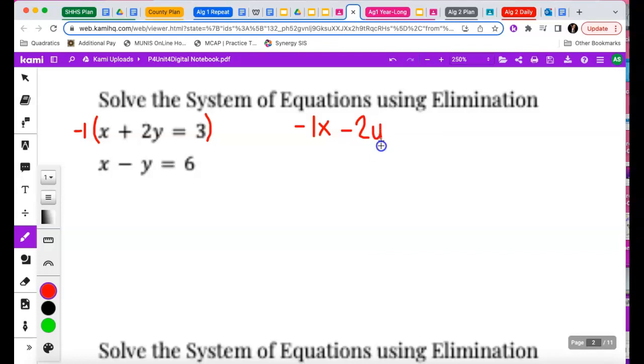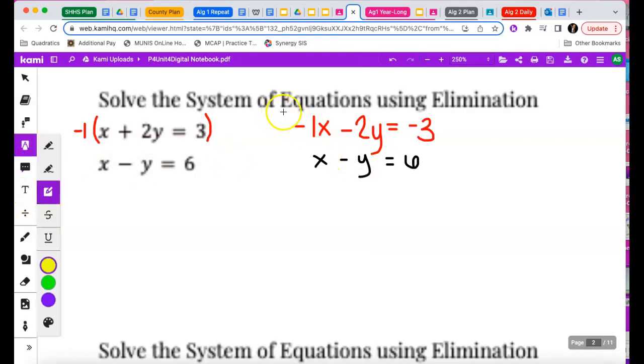So basically, when we multiply everything by a -1, it's just going to flip the signs. So the +3 will become a -3. Everything becomes the opposite because we're multiplying it by -1. And the bottom equation doesn't change at all. We're going to keep that as x minus y is equal to 6. So we only have to multiply one of the equations by -1 to change those signs to make them opposites.